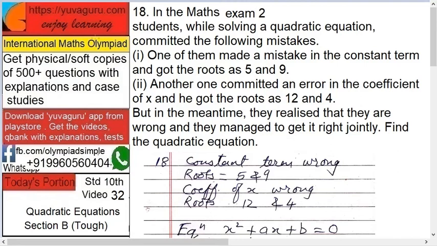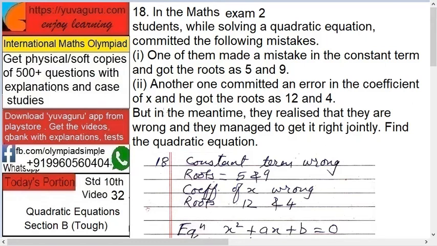In an exam, two students, while solving a quadratic equation, committed the following mistakes. One of them made a mistake in the constant term and got the roots 5 and 9. Another committed an error in the coefficient of x and he got the roots 12 and 4. But in the meantime, they realized that they are wrong and they managed to get it right jointly.